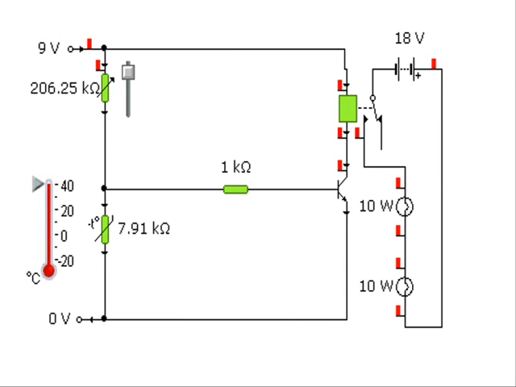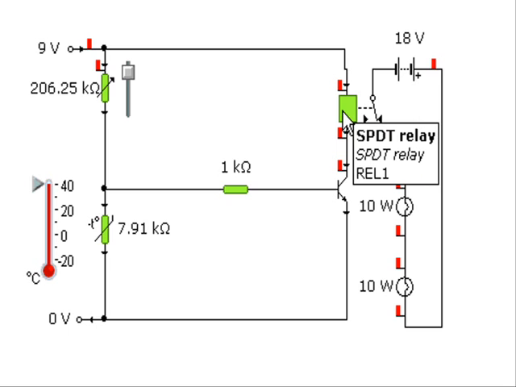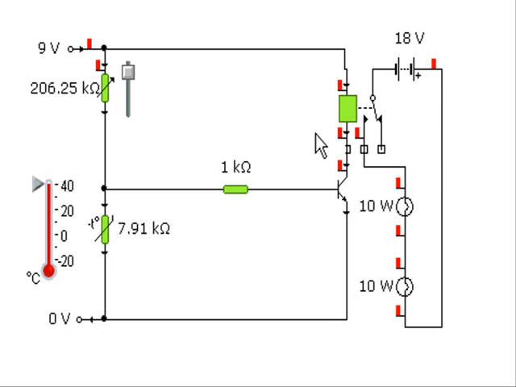The last component we need to look at with the transistors is the relay. This is a single pole double throw relay. There's a single pole, and here's the double throw. Now, there's a 9 volt supply on the control circuit, and there's an 18 volt supply on the relay. Now the relay could be switching 240 volts here. The relay lets you switch between a low voltage control circuit and a high voltage output circuit. That's its function. So let's see what happens when the temperature drops.